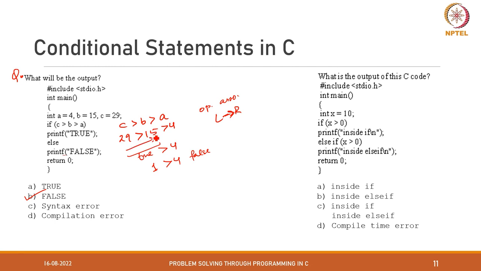First we evaluate this 29 greater than 15, and that turned out to be true. Yes, that is true. And true means it has a value of 1 basically. And then we evaluate the next condition, 1 greater than 4, which is false. 1 is not greater than 4. So this entire condition turned out to be false. So here the false in capital will be printed out. Is that clear?